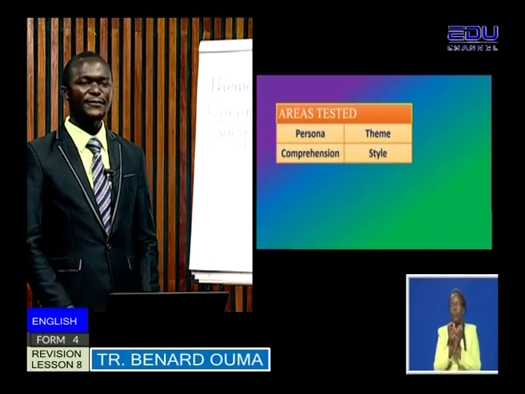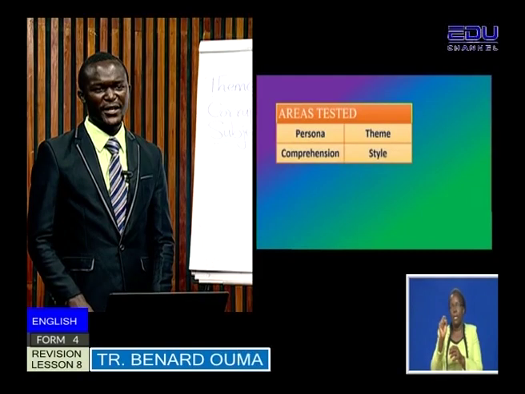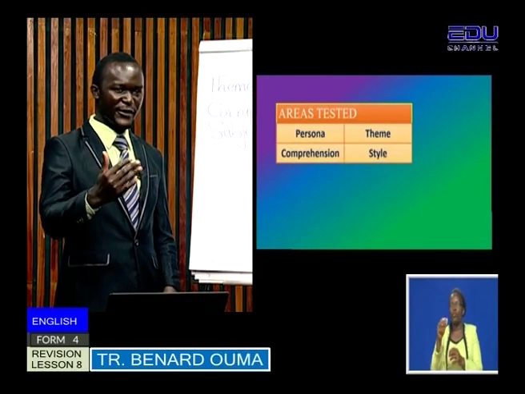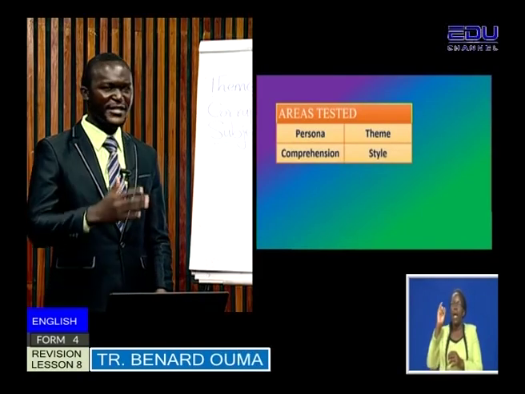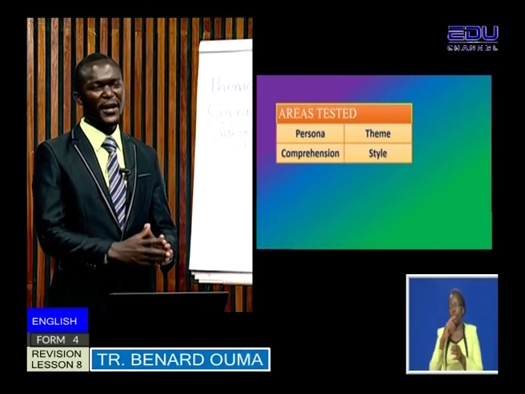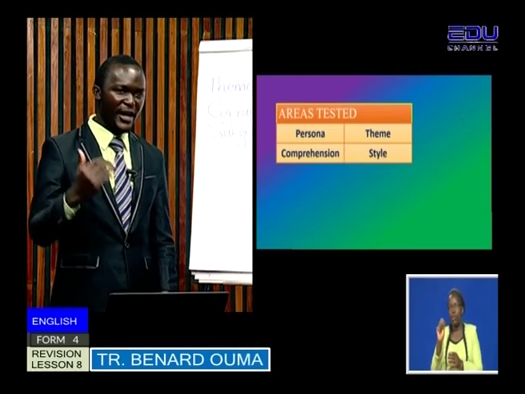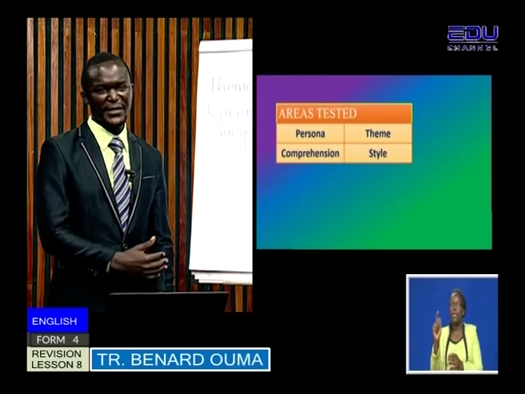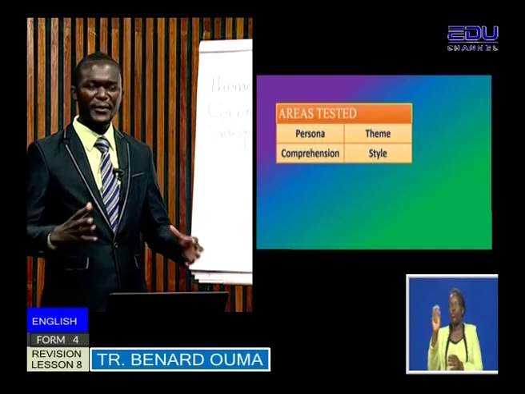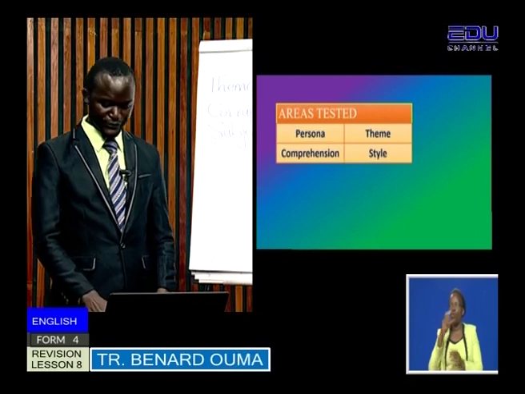Then style. There are various stylistic devices in poetry. We have the figures of speech like irony, personification, metaphor, just to mention a few. And we also have sound features like alliteration, assonance, consonance, and rhyme. You should be in a position to identify them and then illustrate.